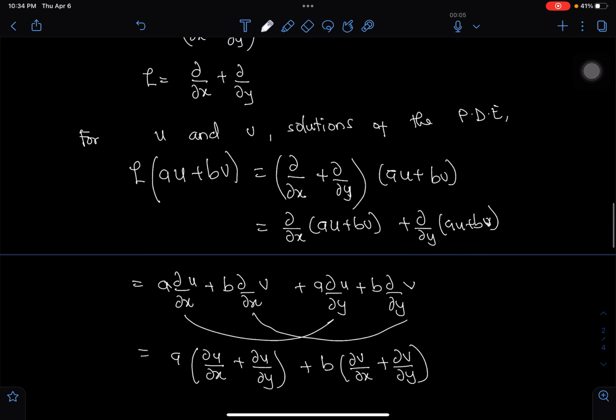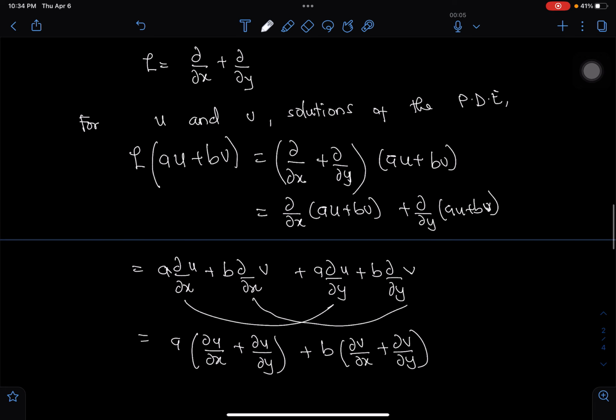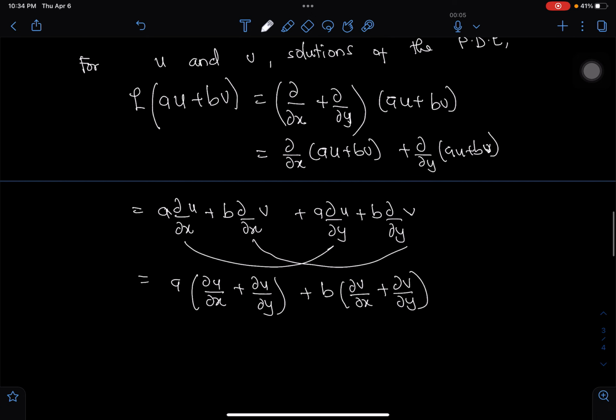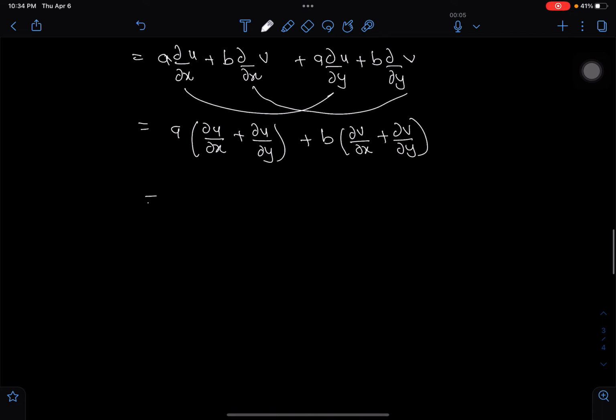What's going to be ∂u/∂x plus ∂u/∂y? What is that going to be? From the original one, what do you think it is going to be? This over here is going to be the L of u, right? And this is going to be b, the L of v. If you want to know why, you can just send the u out and then you should see that clearly. So this implies that the PDE is linear.